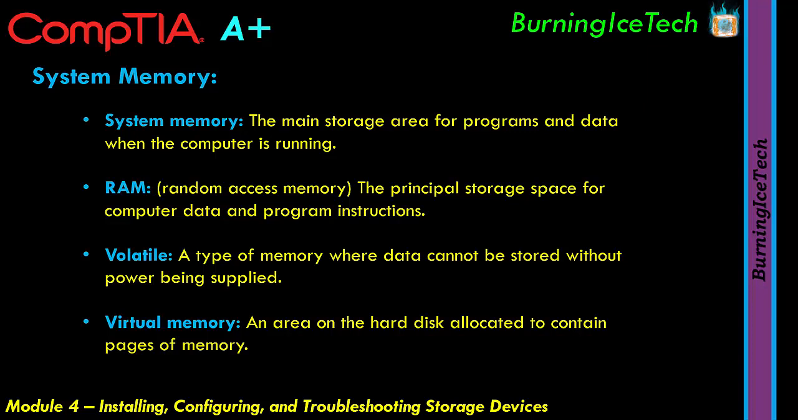So let's take a look at the first one there. The description says the main storage area for programs and data when the computer is running. RAM, which stands for random access memory, that's an abbreviation you guys need to know for the exam. This is principal storage space for computer data and program instructions. Volatile, a type of memory where data cannot be stored without power being supplied. Now, with regards to volatile, something you guys are probably going to hear later in this module is non-volatile as well.